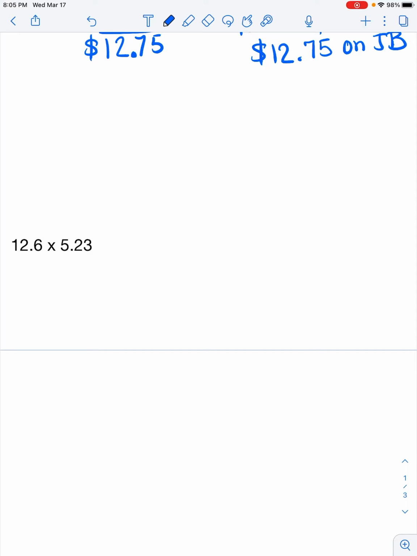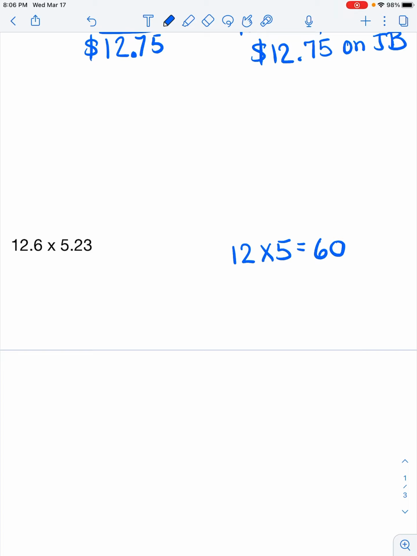So instead of rounding this up to 13, which is what I would do at the end of a problem, I'm going to what we call truncate it. I'm just cutting off the decimal, and my estimate is going to be 12 times 5, because that's easy for me to do. And an estimate above everything else needs to be easy. So I know that 12 times 5 is 60, and so my answer when I multiply should be somewhere around 60.